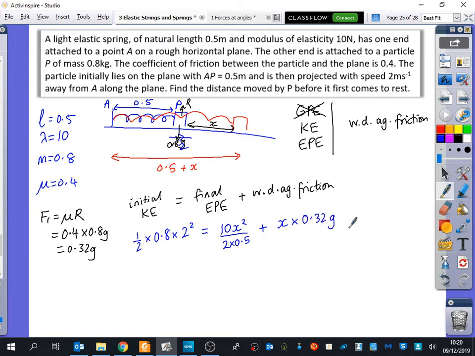So this looks like another quadratic that we've got. Left-hand side is 1.6. You can see I'm feeling super lazy today. 10x squared. And then let's get that out of g now, 0.32 times 9.8, and then we get plus 3.136x. So you get 10x squared plus 3.136x minus 1.6.